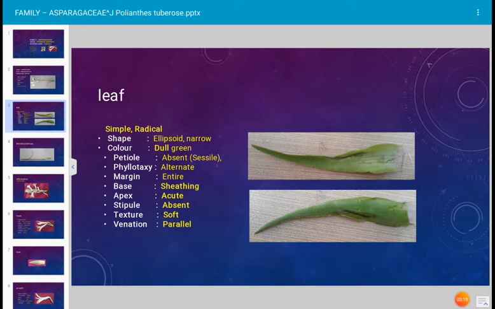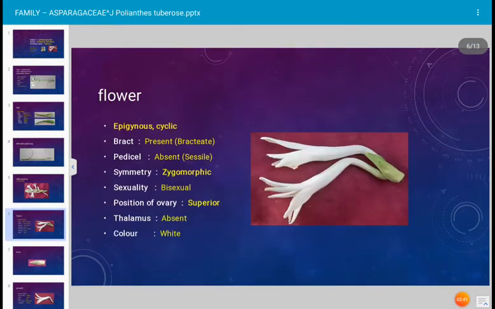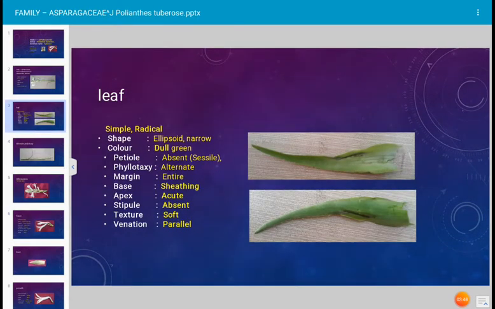What is a sheathing leaf base? A sheathing leaf base is broad. There is no petiole. The leaf base envelops the stem for its attachment. Such a sheathing leaf base occurs in Polianthes tuberosa. And stipule is absent. When stipule is absent, that leaf is described as exstipulate. The texture of the leaf is soft. And see the venation of the leaf, the veins in the leaf, they are parallel.